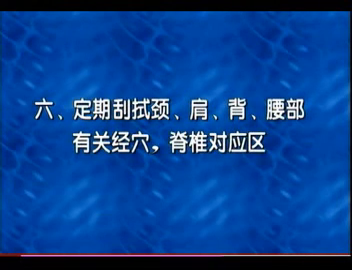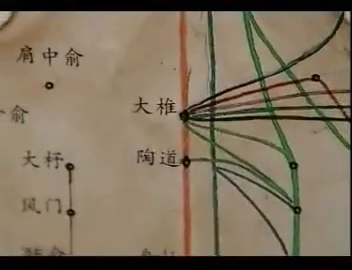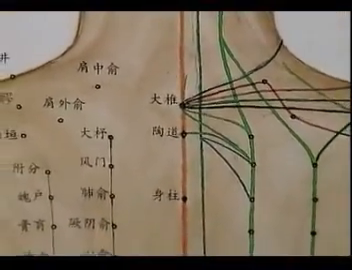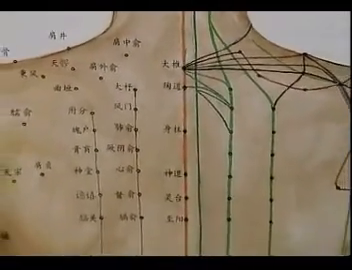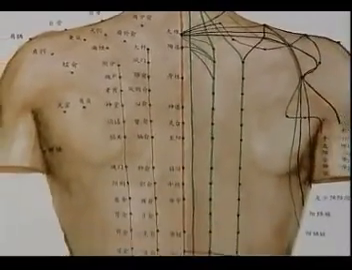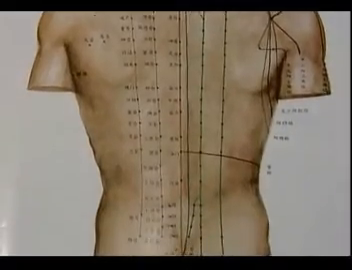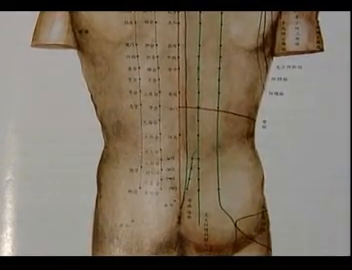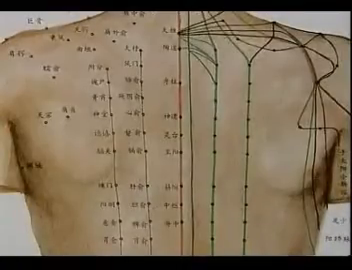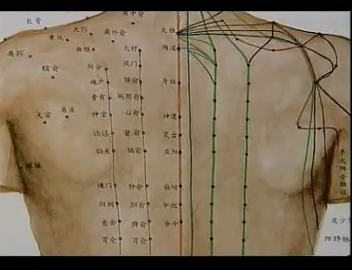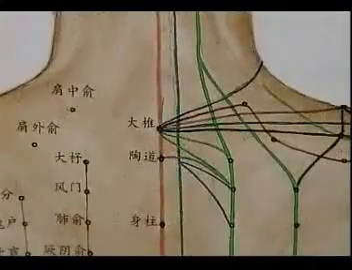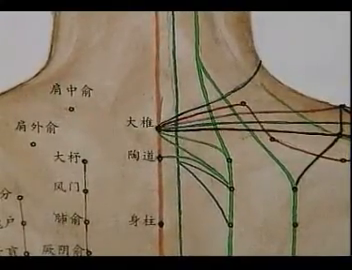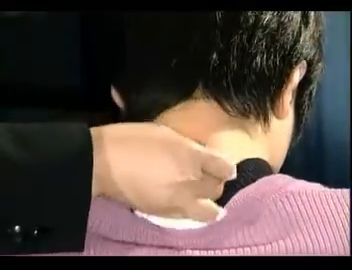Scraping regularly the related points and the corresponding area of vertebrae on the neck, shoulder, back, and lumbar region. The vertebrae is the largest holographic embryo in the human body, and the nerves from the spinal cord innervate the whole body. The governor vessel controls all yang meridians in the whole body. The acupoints of the gallbladder meridian on the back are related with the 5 Zang organs and 6 Fu organs. Scraping these parts can strengthen the functions of the internal organs.